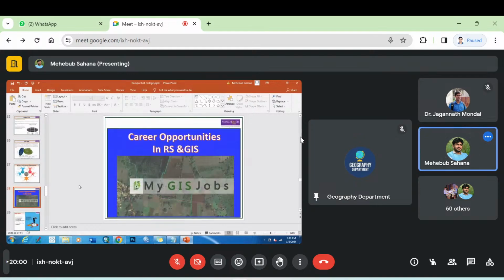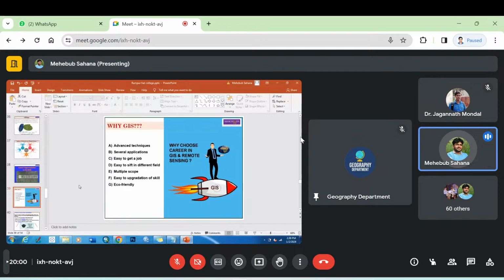Okay. Now the last part of my lecture, career opportunities in GIS and machine learning, what we have discussed. So why GIS? Advanced techniques, several applications, easy to get a job, easy to shift in different fields, multiple scopes, easy to upgrade skills, eco-friendly. If you have this skill, you can switch as you wish. I know I have many friends in Delhi, they are working for US companies from Delhi, and some have left Delhi, they are in Canada, they are in America.